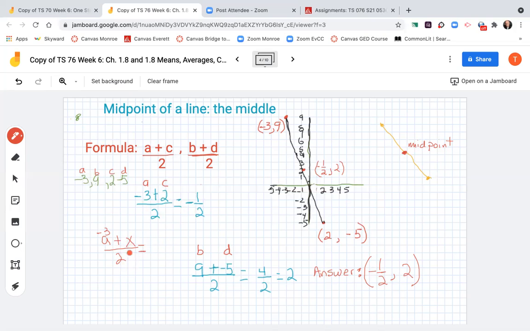Once we figure out how that solves that equation, I now know what the first coordinate of the endpoint is. And I can do the same thing for the next one. I'm going to plug this part of the formula in and go B, which in this case would be 9, plus D, which we don't know. So I would say 9 plus X divided by 2 equals, and guess what it's going to equal? It's going to equal that second coordinate in the midpoint.